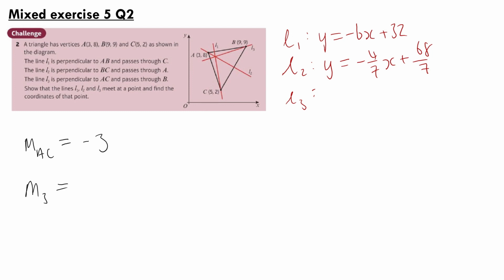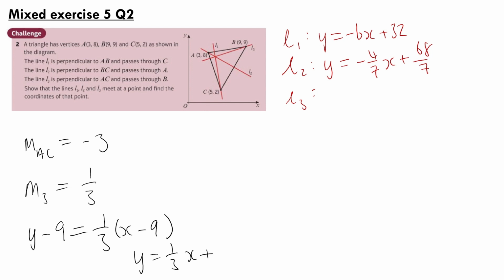So finally, finding the equation of the line L3, we get that the gradient m3 is equal to minus 1 over the gradient of AC, which it is perpendicular to. So that is 1/3. And using the same general form of the equation of a straight line, we get y minus y1. So this is passing through B, so y1 is 9. Is equal to the gradient times x minus x1, which is also 9. So we get y equals 1/3 x minus 3 plus 9, which is plus 6. And that is our equation for line 3. y equals 1/3 x plus 6.